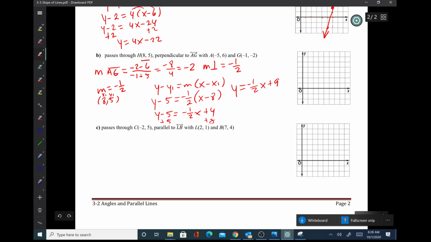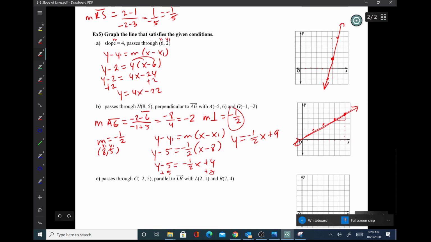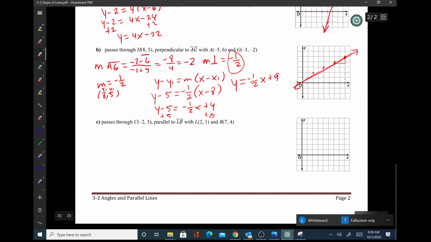Alright, I'm going to graph this. I'm going to graph (8, 5): 1, 2, 3, 4, 5, 6, 7, 8, 1, 2, 3, 4, 5. That's a point there. And the slope is negative 1 half, so that's down 1, left 2. Down 1, left 2. Down 1, left 2. So it's looking like this. Alright. That's all there really is to that. I'm not going to do letter C because it's more of the same.